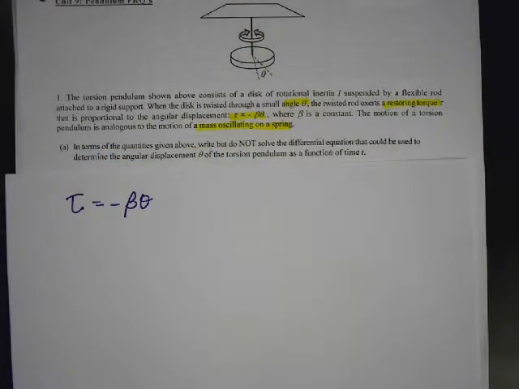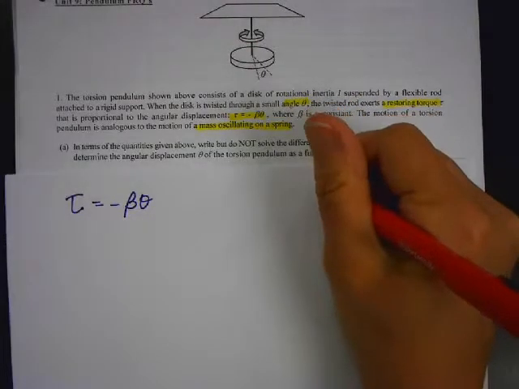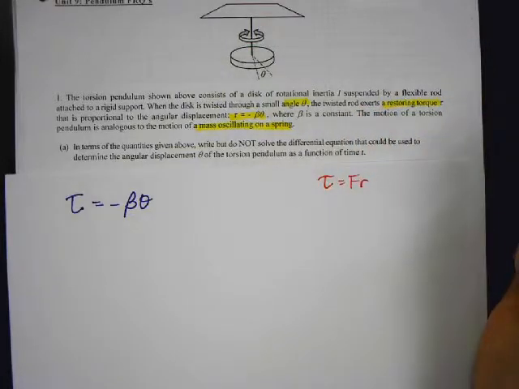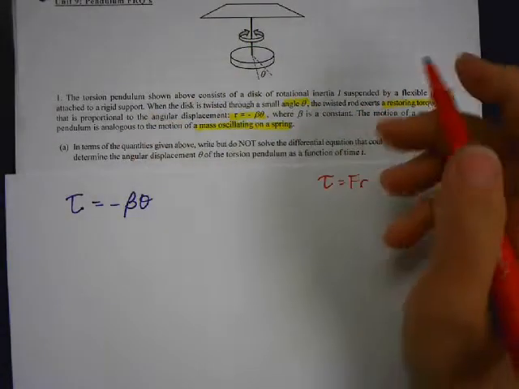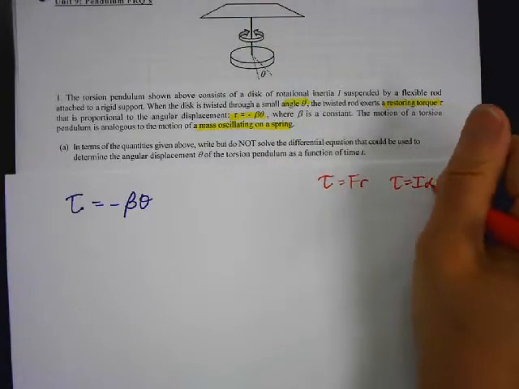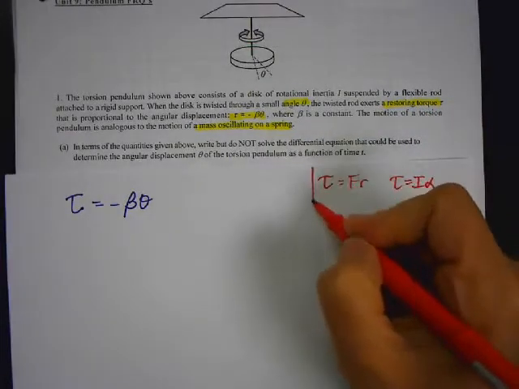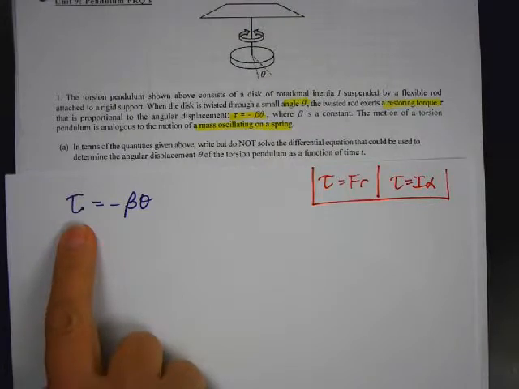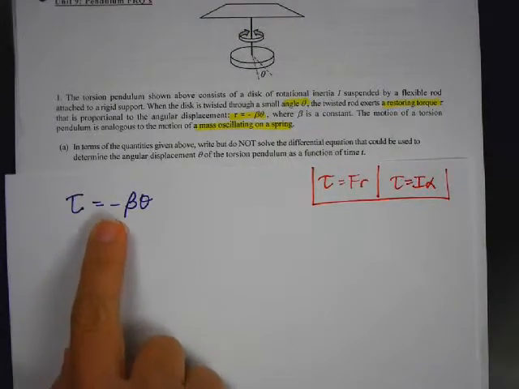When you think about tau in general, you go back to when you did rotation. There were two things that we did with rotation. We said that tau is equal to FR, torque is equal to the force times the perpendicular distance, and we said tau is equal to I alpha. Those are the two things we learned before for rotation. Now this is rotating, and they tell us that tau is equal to negative beta theta.